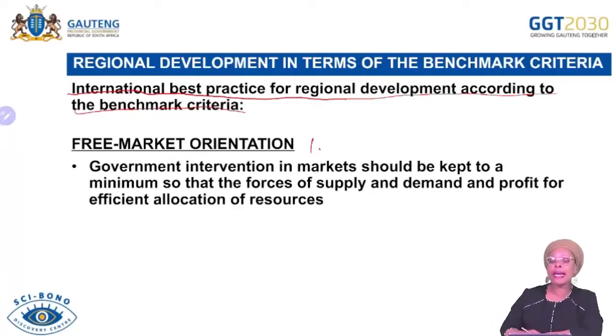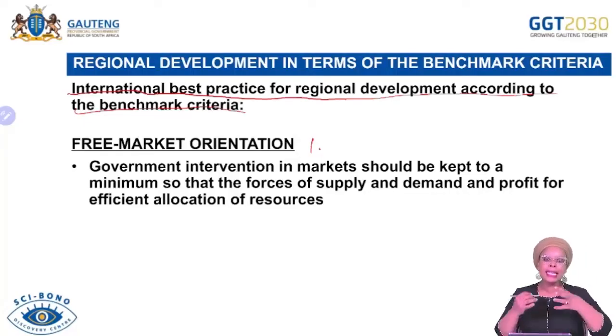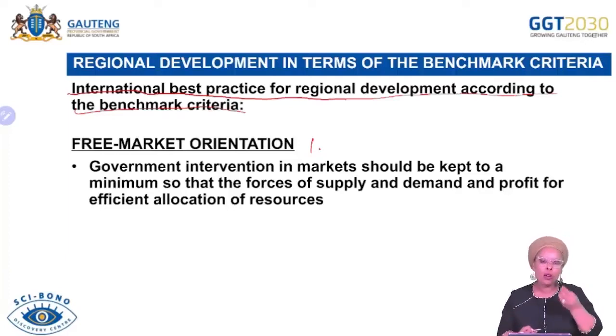So with free market orientation, the government should not play a bigger role. The government's participation in the economy when it comes to businesses should be minimal. The government can play the role of regulating the establishment of businesses, preventing illegal measures, etc.